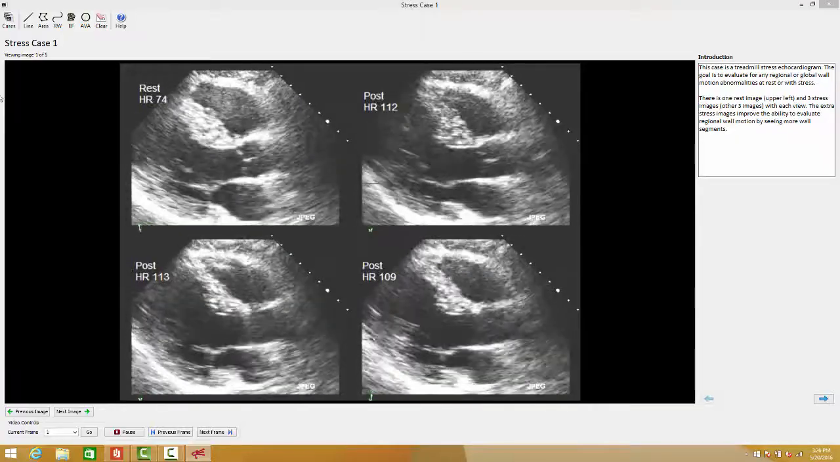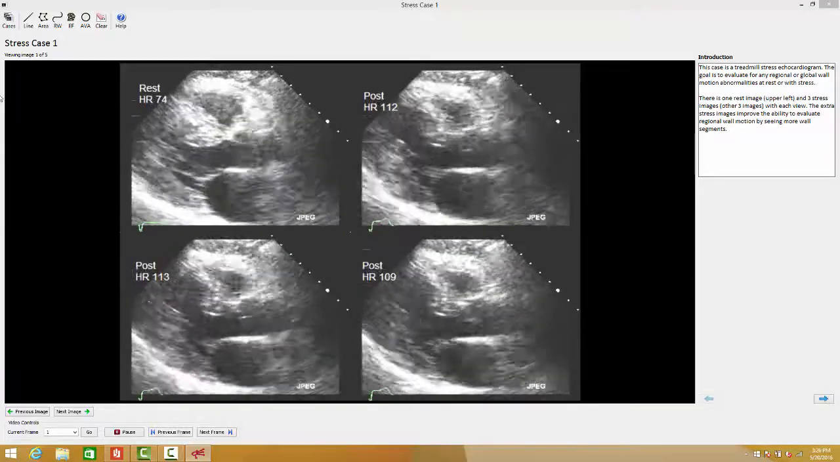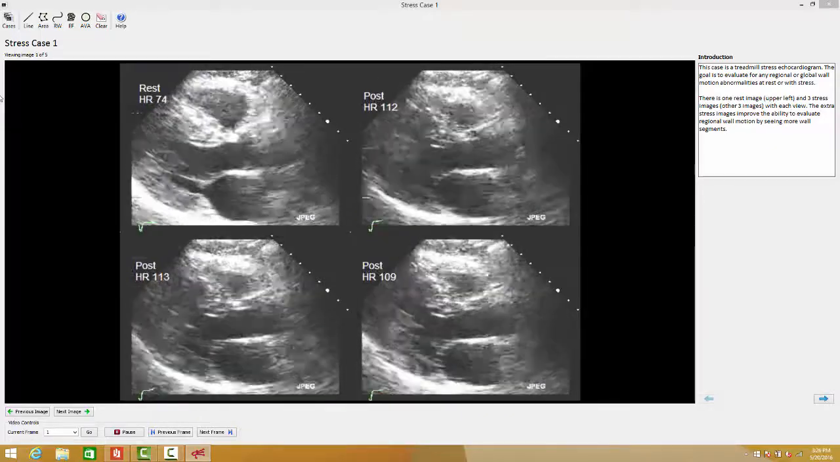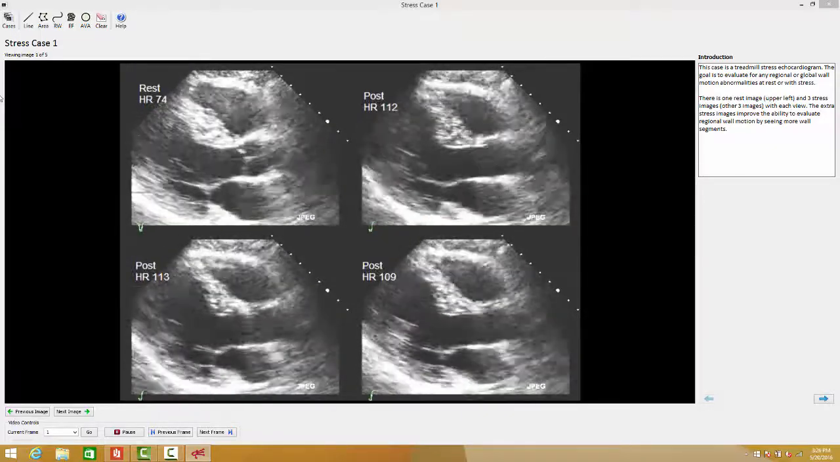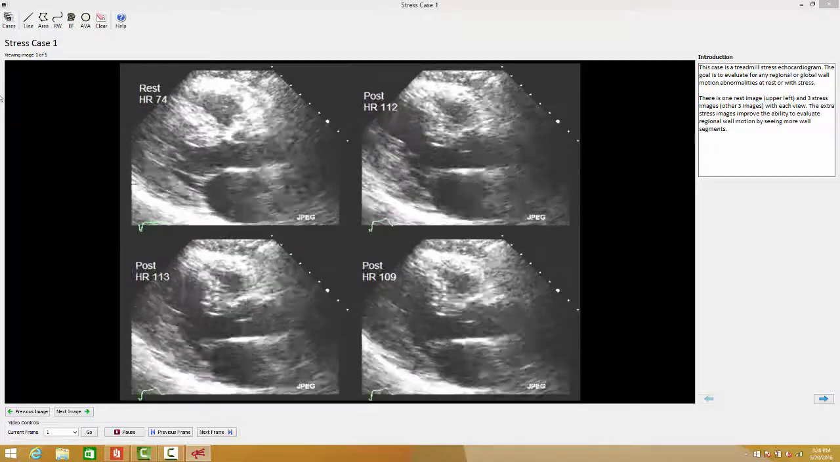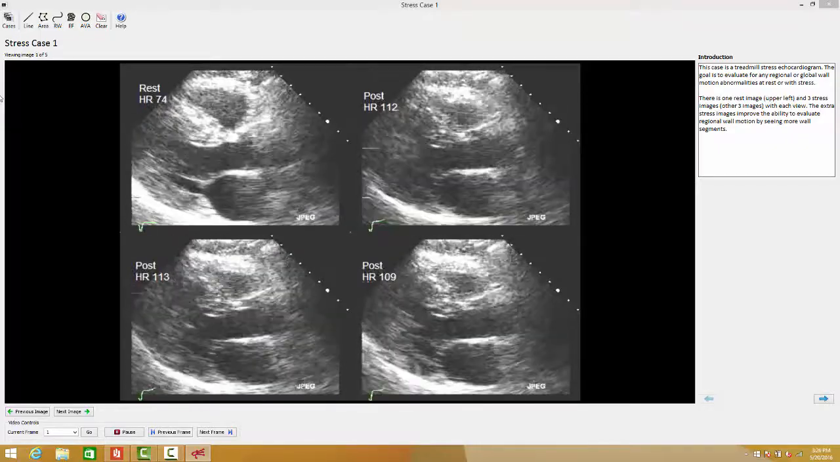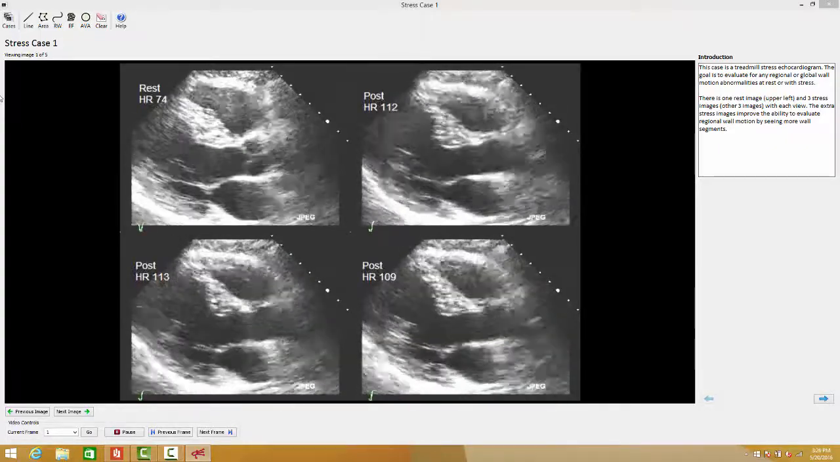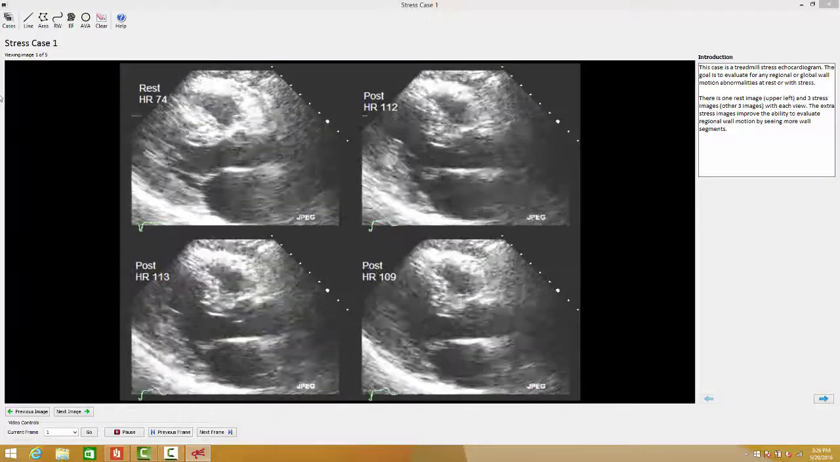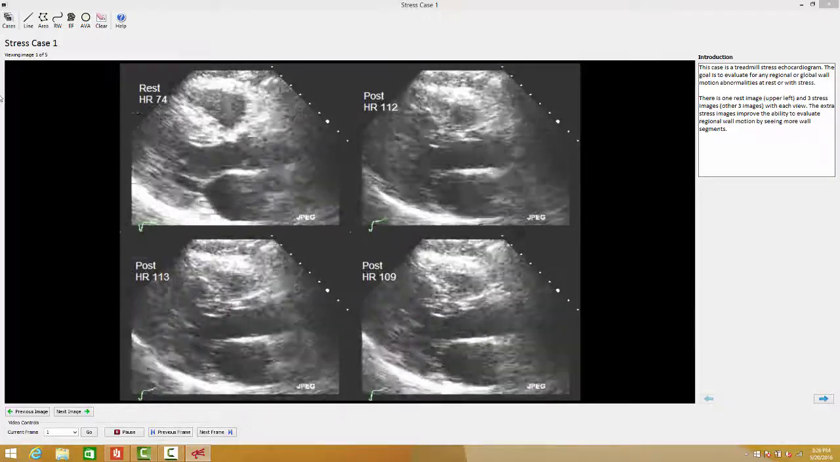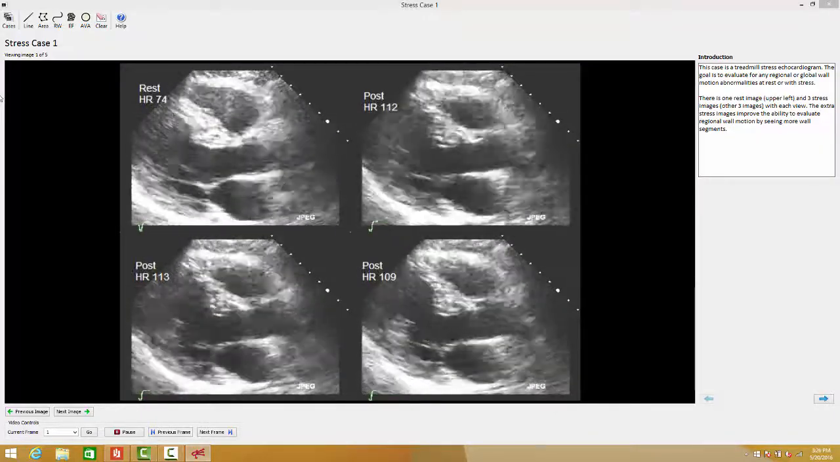We now are going to look at an important part of the practice of echocardiography, and that is stress echocardiography. In our own institution, it represents a high percentage of all of the tests that we do. We're starting off looking at a treadmill stress echocardiogram.